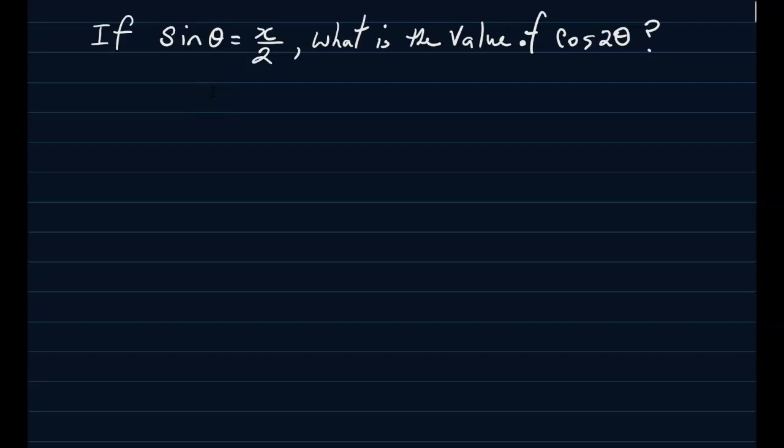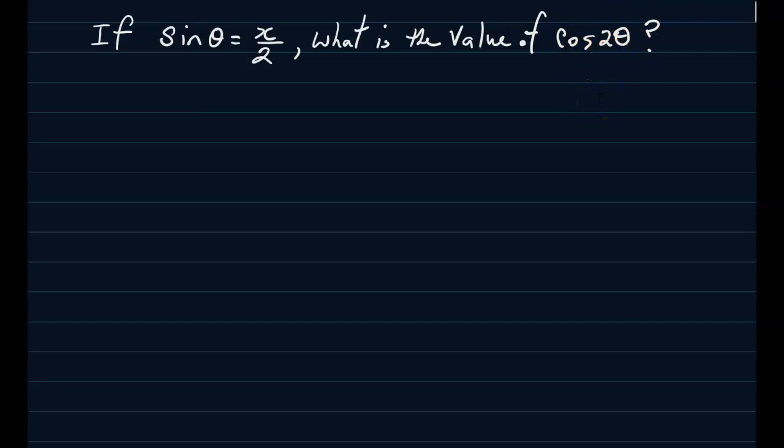Right, let's look at this trigonometric question. If sine of theta is equal to x over 2, we want to know what is the value of cos of 2 theta. And the value of cos of 2 theta, of course, we want it in terms of x. That's what we want. But we have this double angle cosine.